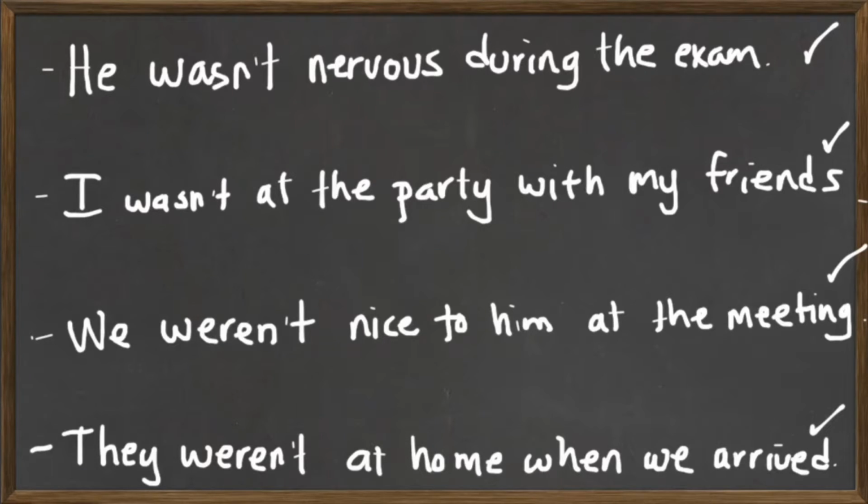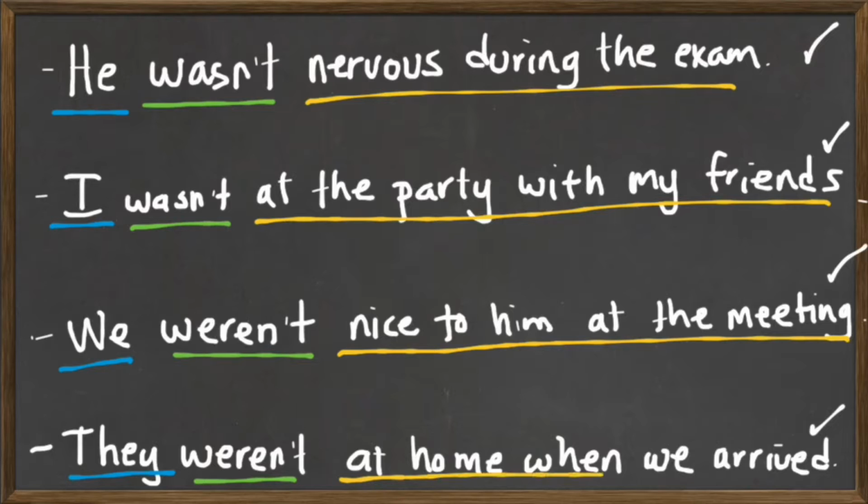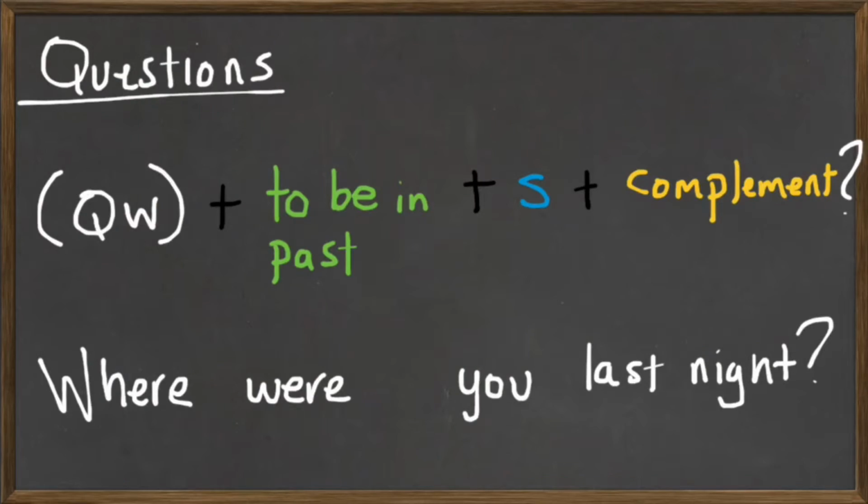Let's label these. We have a subject. Yes, we have a subject. He, I, we, and they. Do we have the verb to be in past? Yes, we do. Wasn't, weren't, and weren't. Do we have a complement? Yes, we do. We have nervous during the exam, at the party with my friends, nice to him at the meeting, at home when we arrived. So then again, we have all three elements, element 1, element 2, and element 3, in all examples.